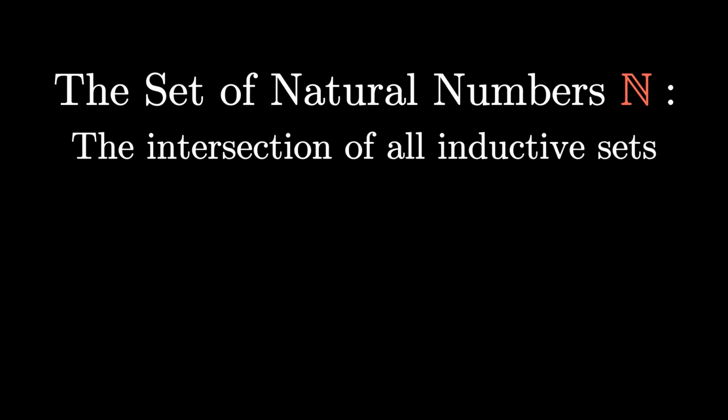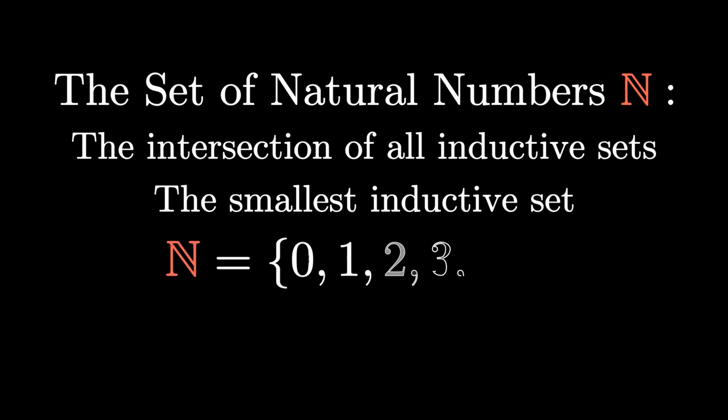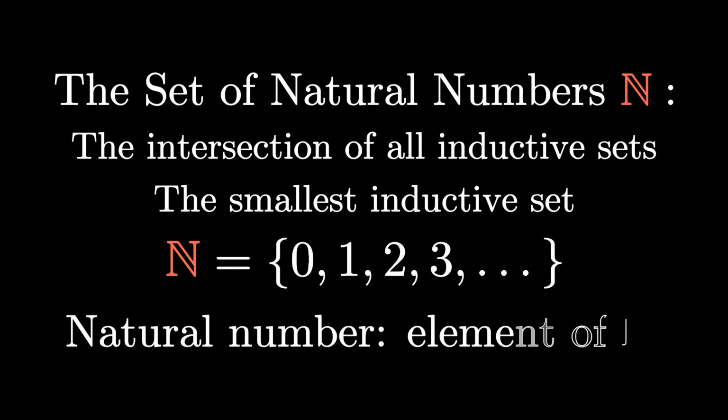Another equivalent way to define the naturals is the smallest inductive set. In any case, the set of natural numbers looks exactly as we expect: 0, 1, 2, 3, and so on. But now we have a precise, formal way of constructing and describing this set. Then finally, we can define a natural number as any element of the set of naturals. So by the axiom of infinity, we have constructed our first infinite set, the naturals, but we've only just begun.